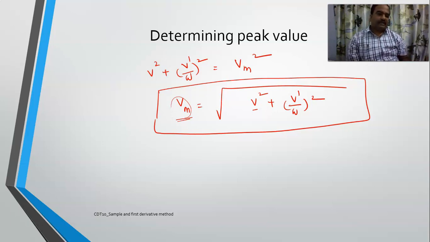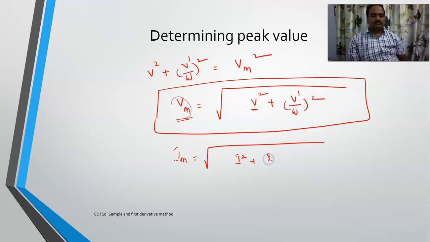So in this way, we can determine the peak value of any signal using the sample and its first derivative, whether it is a voltage signal or a current signal. If it is a current signal, then I will take it similarly, right. It depends upon the frequency also.